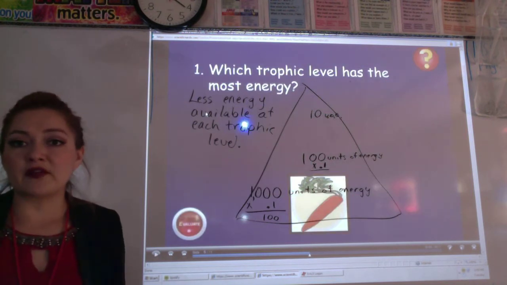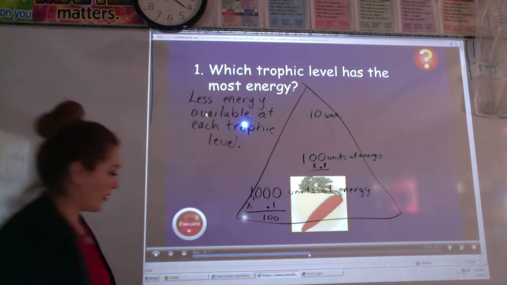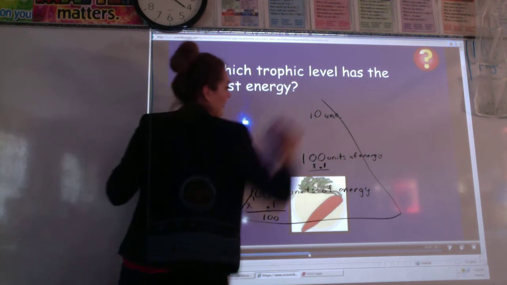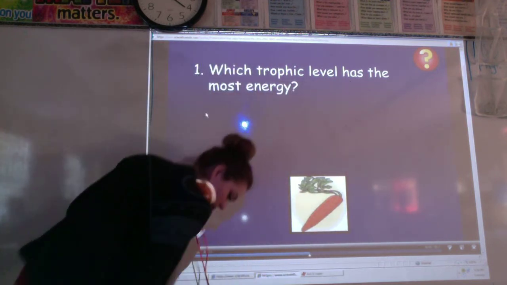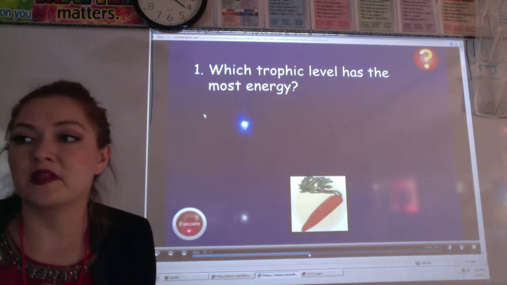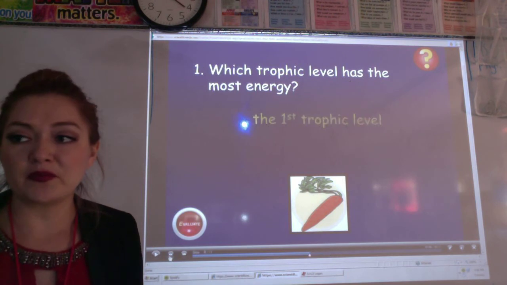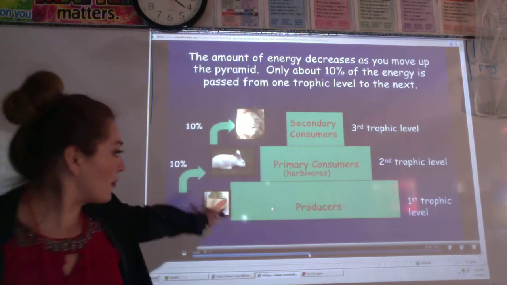Which trophic level has the most energy? And I need to erase the board here, because I wrote on the board. So while you think about that question, let me do this. All right. Which trophic level has the most energy? You should have picked the first trophic level, which, if you remember from the previous slide, represents the producers down here at the bottom of the pyramid.